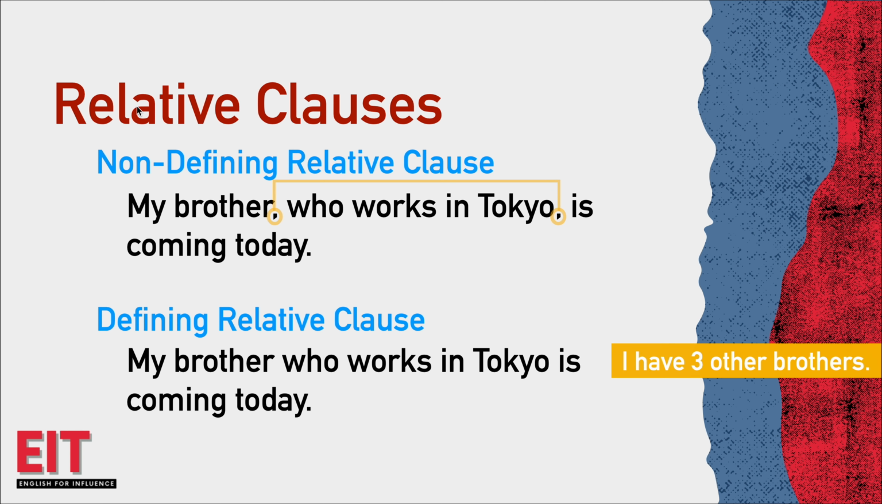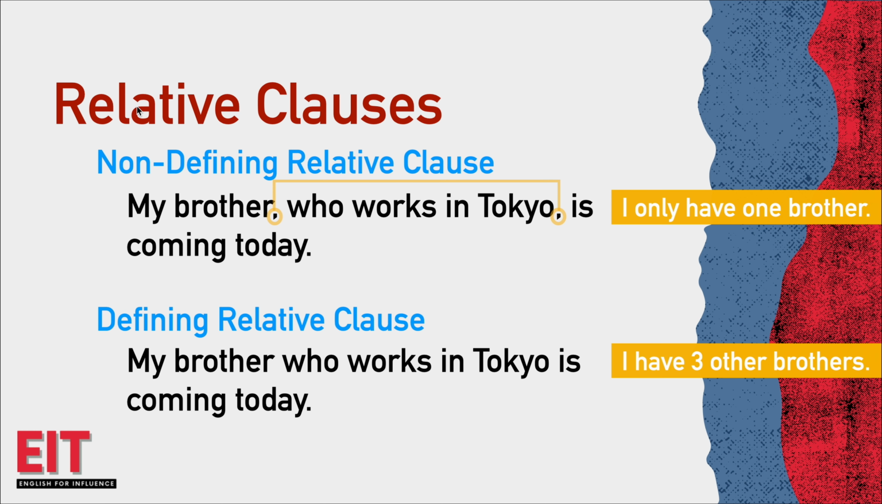So now, we have our two types of relative clauses. One is a defining clause or identifying clause, and the other one is a non-defining clause. In the first example, there is no need to define or identify which brother I'm talking about because maybe I only have one. So in a non-defining clause or extra information clause, as I want to call it, you have to use a comma or a pair of commas. But for a defining clause, there is no need for a comma.